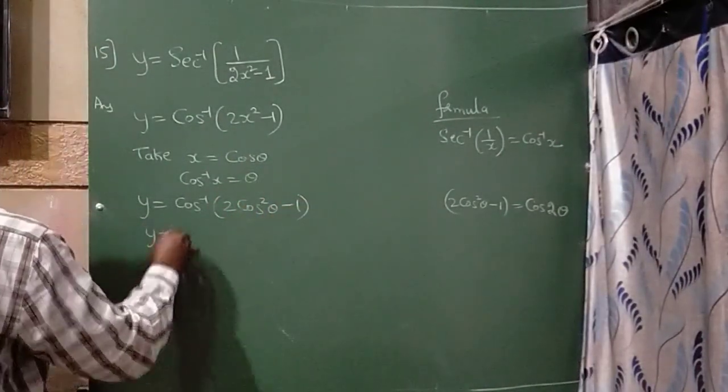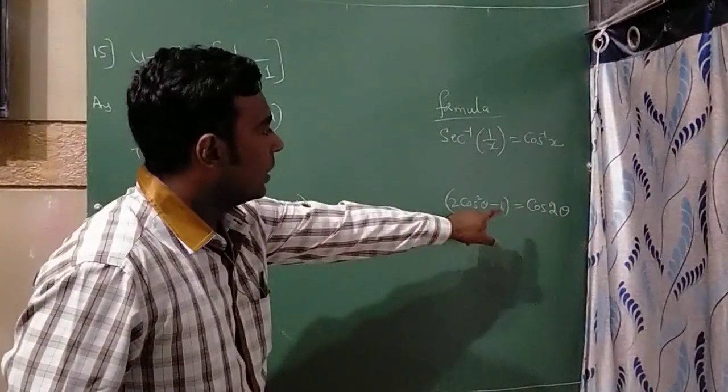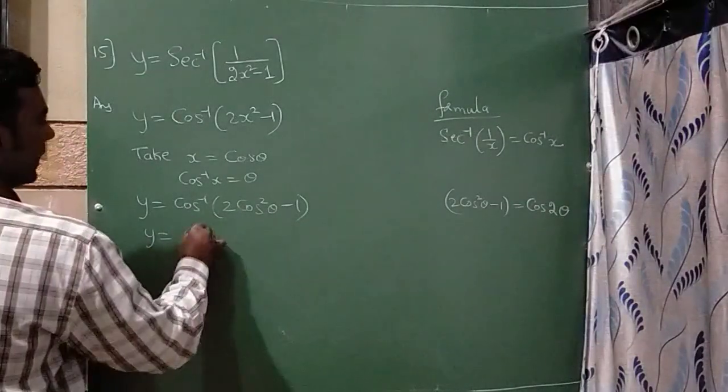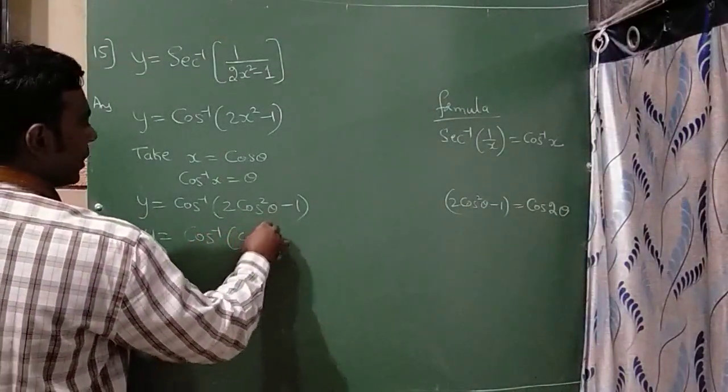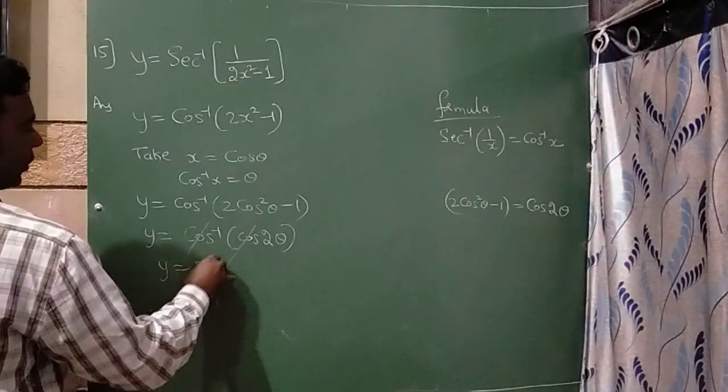Okay, so y is equal to cos inverse of (2 cos square theta minus 1). The formula is cos 2 theta. So I'll write here cos 2 theta. Okay, this and this get cancelled. y is equal to 2 theta.